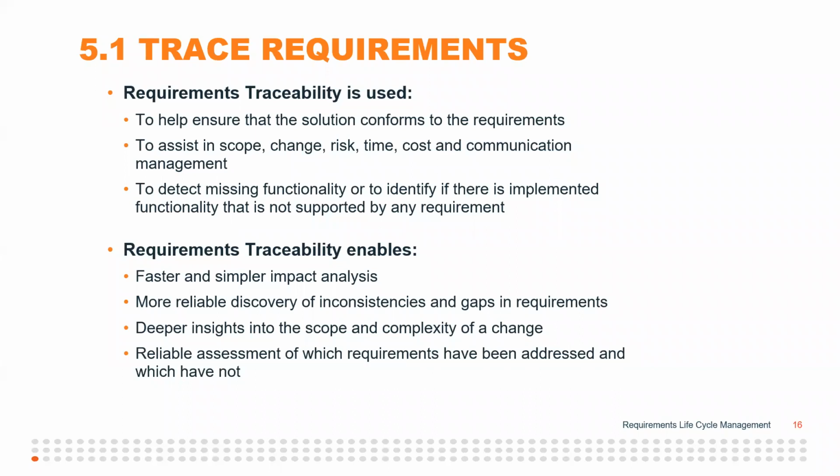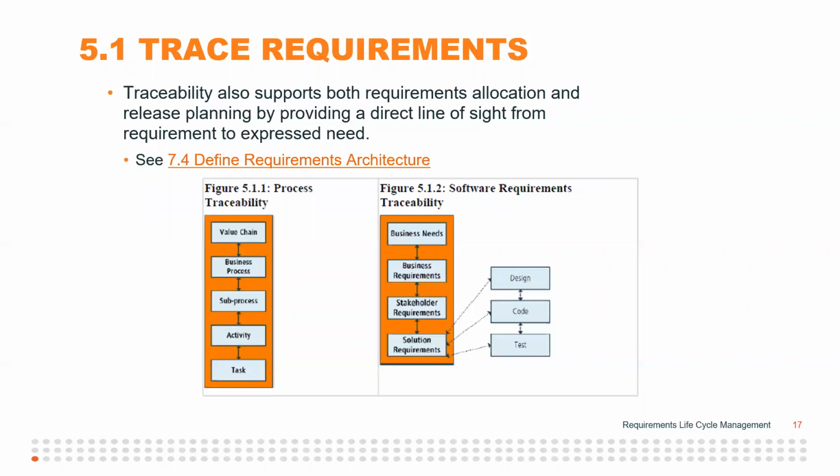And that's the thing you want to know too, right? You like to know that as soon as possible, especially which ones have not been addressed. Traceability also supports requirements allocation and release planning by providing a line of sight from the requirement to the expressed need. That's good, because we need to never forget that the requirement is a representation of the need.